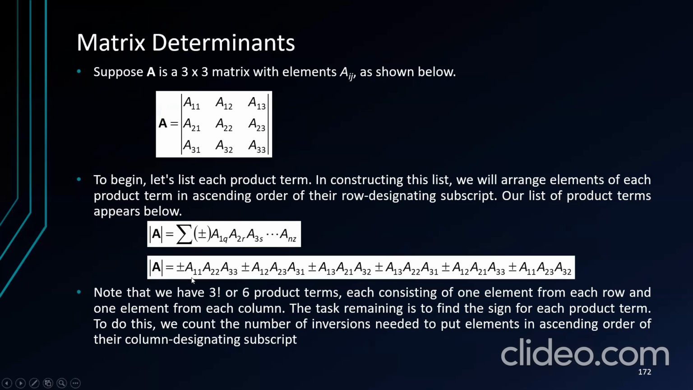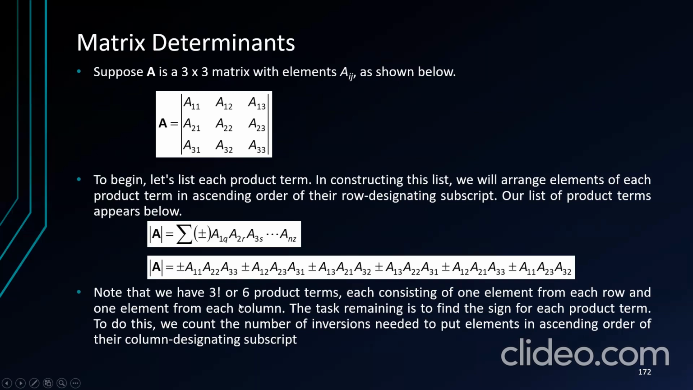Plus or minus A11, A22, A33. Plus or minus A12, so dito 3, 1, 2, 2, 3. Ano sunod niya dito sa kabila? 3, 1. Plus or minus A13, 2, 1, 3. Then dito naman, 1, 3, 2, 2. Yan. Tapos dito, yan. Ayan ang order mo. Lahat na nalagay mo na, di ba?